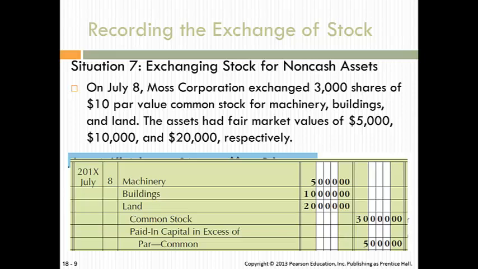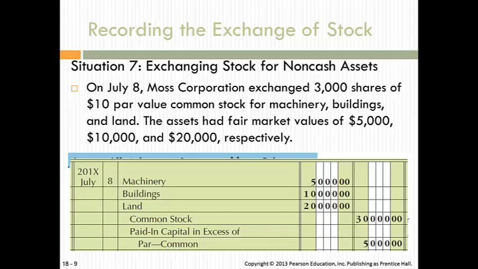Finally, we have an example in which stock is traded for assets other than cash. On July 8th, Moss Corporation exchanged 3,000 shares of $10 par value common stock for machinery, buildings, and land. The assets had fair market values of $5,000, $10,000, and $20,000 respectively. In this case, we debit the asset accounts machinery, buildings, and land instead of cash.